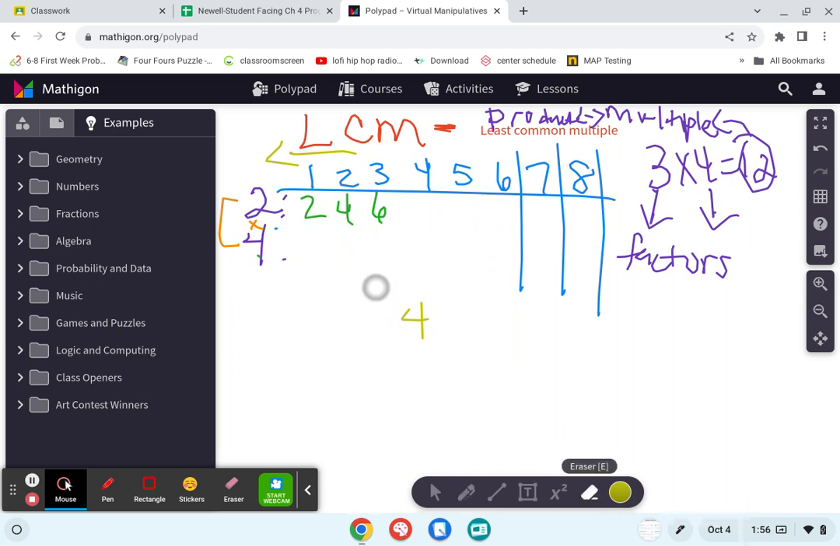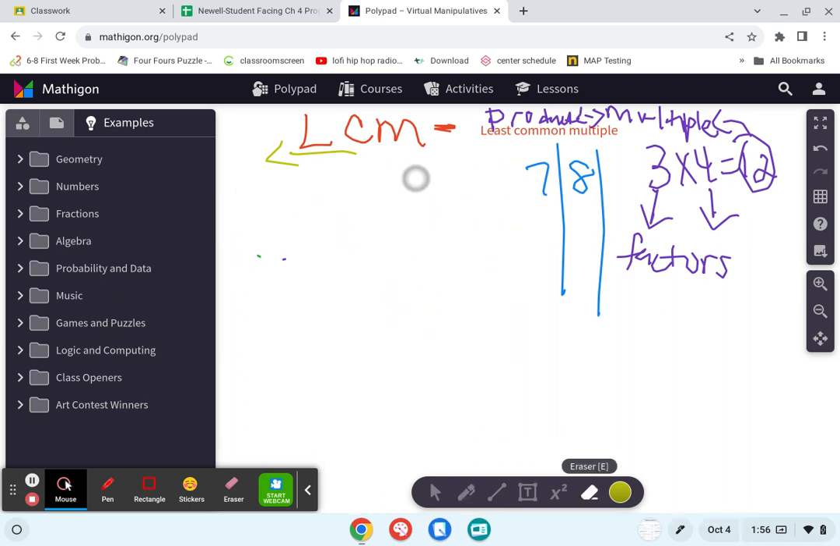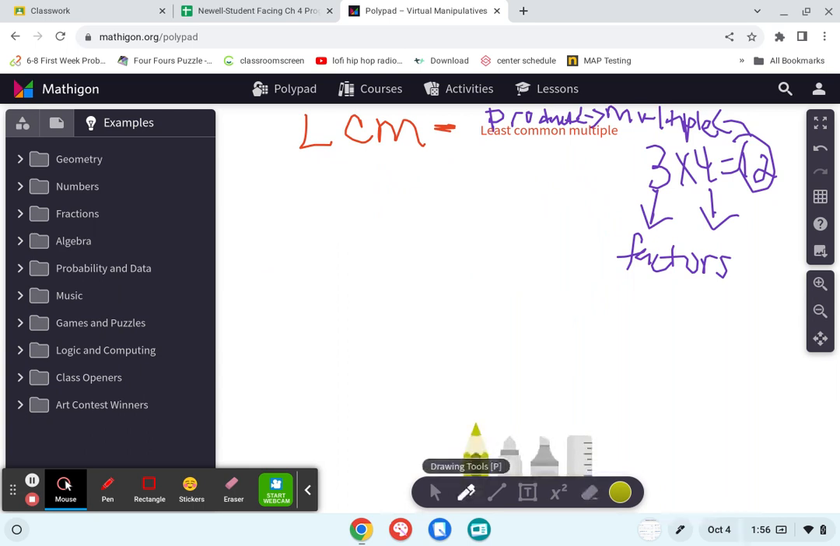So I'm going to go ahead and erase this. Now that you see what I'm doing to find the least common multiple, I'm just going to do it without drawing it. If it helps you to draw it, do so.